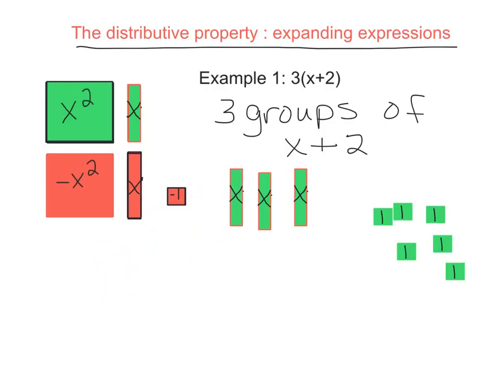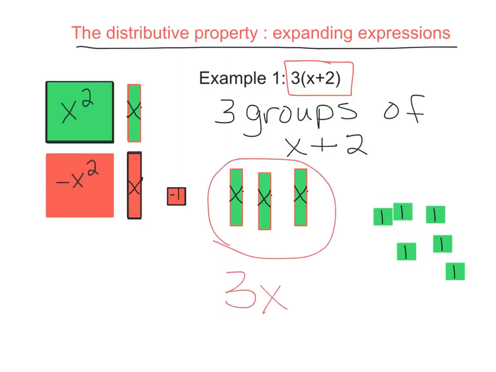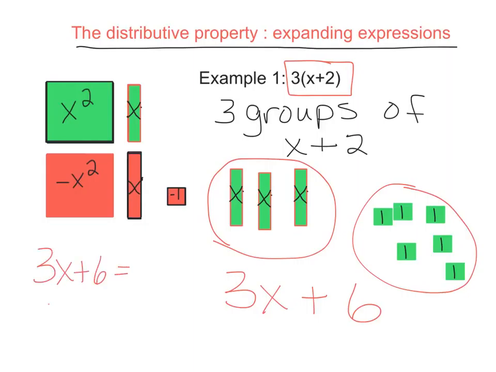Okay, so now, instead of showing the expression as 3 times the quantity of x plus 2, I can rearrange those tiles and say, all my x's, I have 3x, plus, I have 1, 2, 3, 4, 5, 6. So 3x plus 6 equals 3 groups of x plus 2. Those are equivalent expressions. And that's the distributive property.